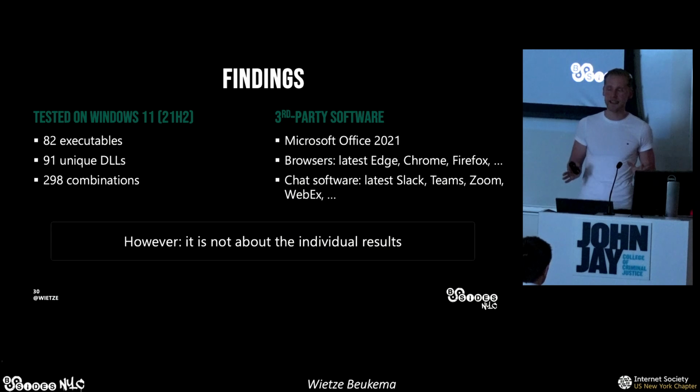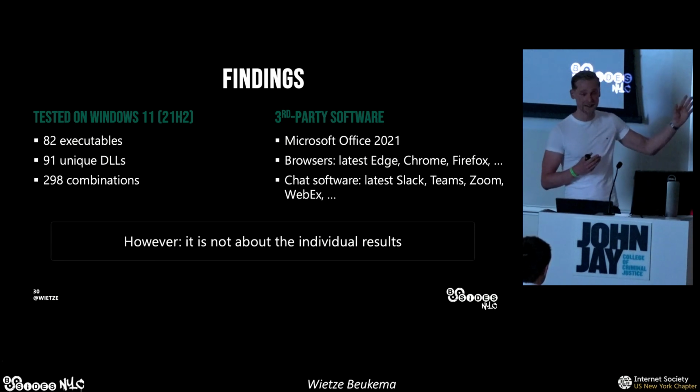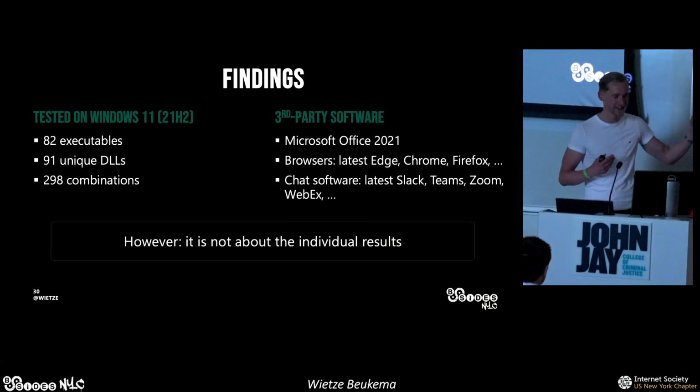But my point here today is that it's not really about the individual results. Ultimately, it's about this technique. As you can see, there are so many possibilities, and this is just the stuff we tested, right? What about other software that we didn't test? So what we need is not the individual results, but a mindset from a defender point of view, or even an offensive point of view, that this goes beyond just a few examples. This is a bigger, wider pattern that you will see on Windows over and over again.